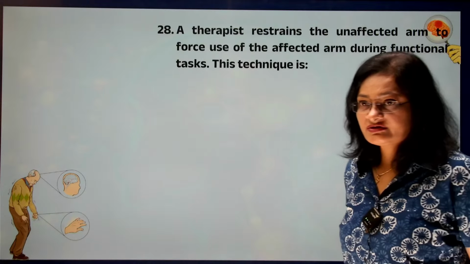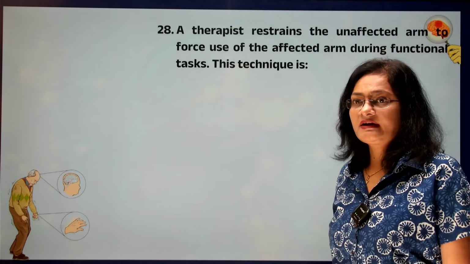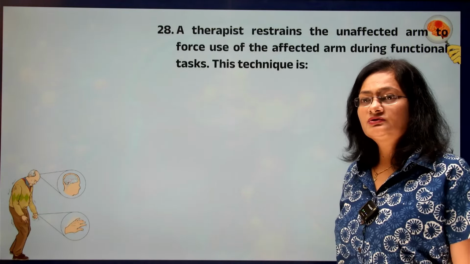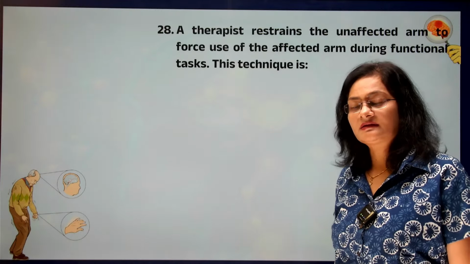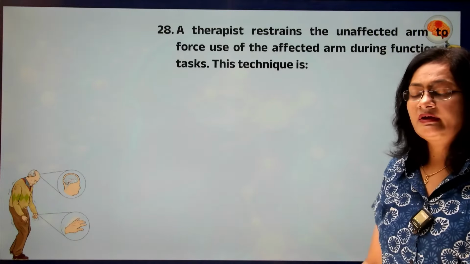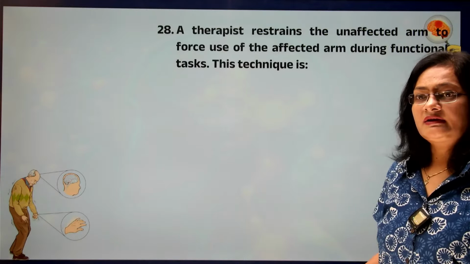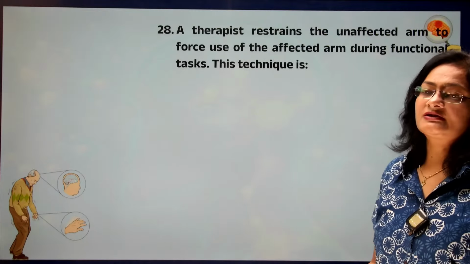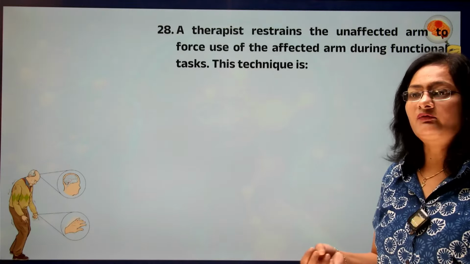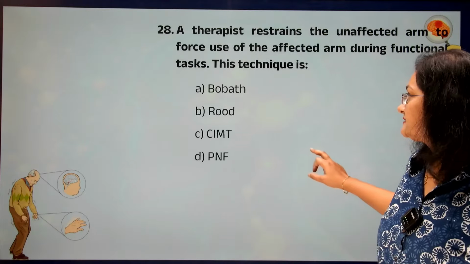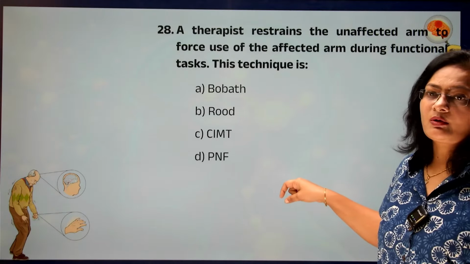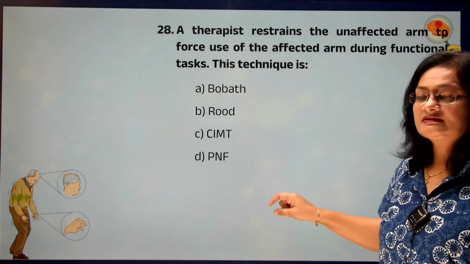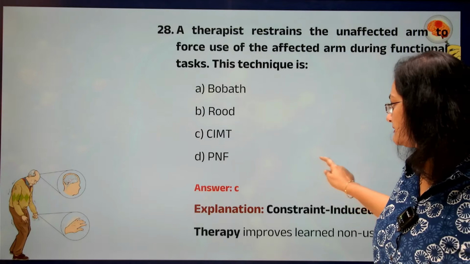A therapist restrains the unaffected arm to force use of the affected arm during a functional task. This technique is very simple. When we restrain the unaffected arm and compel the patient to use the affected arm, it is known as... Bobath, CIMT or PNF. So the answer will be obvious: CIMT, that is constraint induced movement therapy.